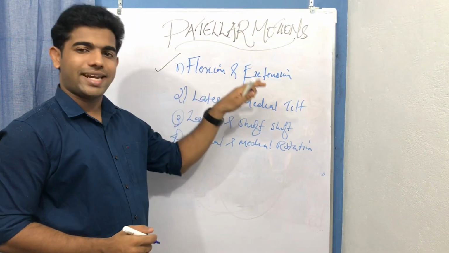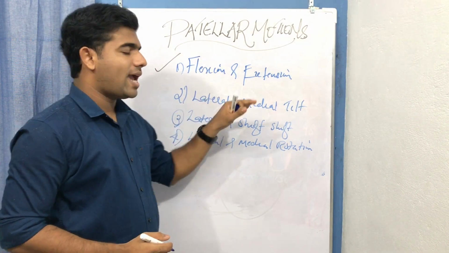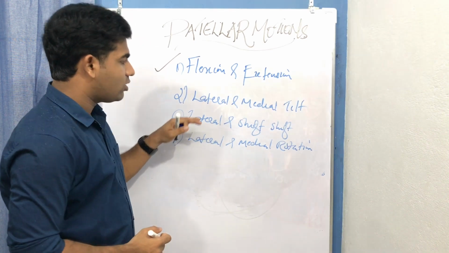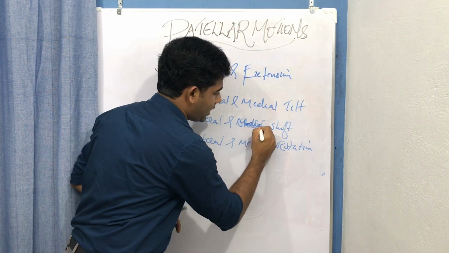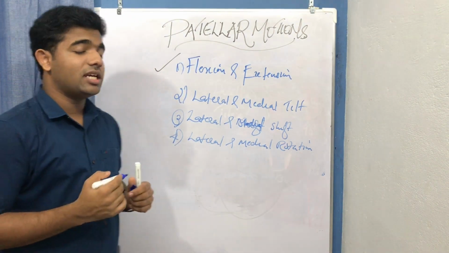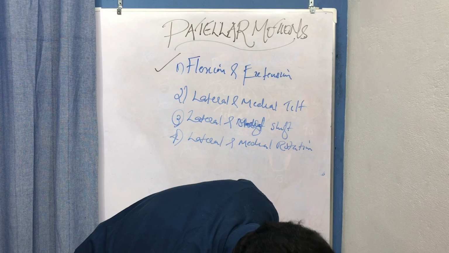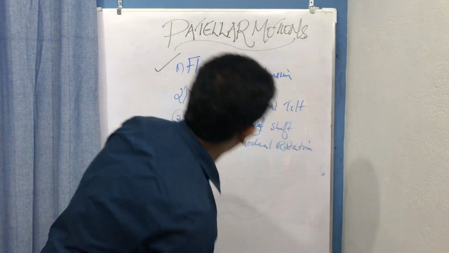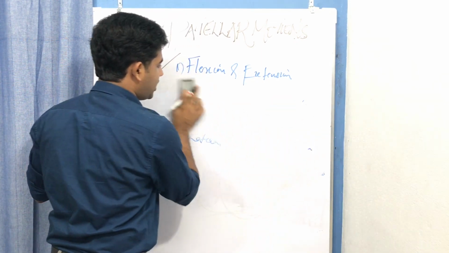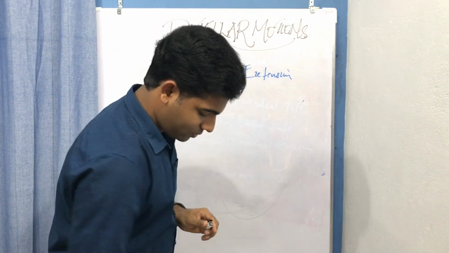That is flexion and extension of the patella, lateral and medial tilt of the patella, lateral and medial shift of the patella, and lateral and medial rotation of the patella. Here we are going to discover each and every one in detail. So let us first discuss the flexion of the patella, patellar flexion and extension.